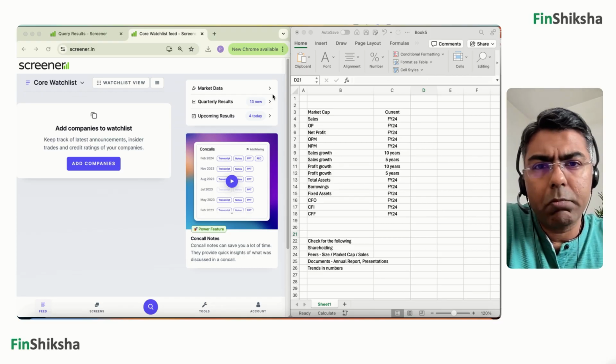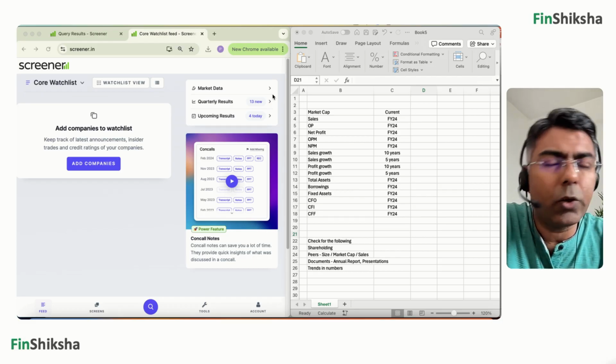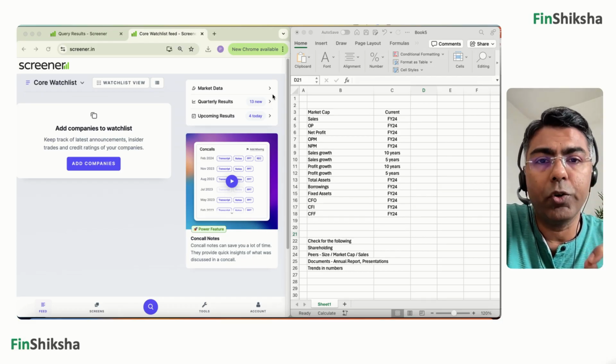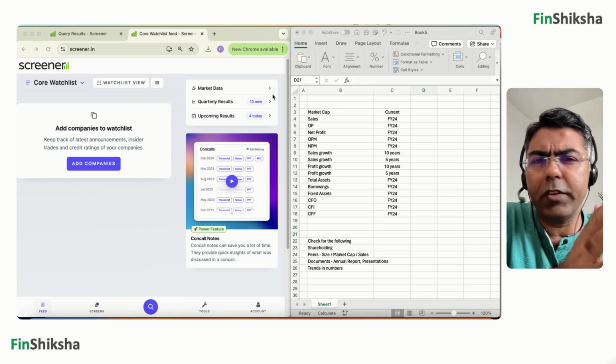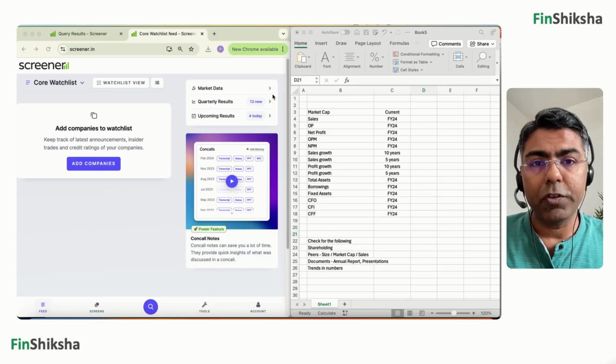Where we do the entire process very quickly. Let's say you go to a website like Screener, how do you use that to take out data that is relevant for you with respect to a quick first cut financial analysis, right? Quick disclaimer here, this is not an exhaustive process.